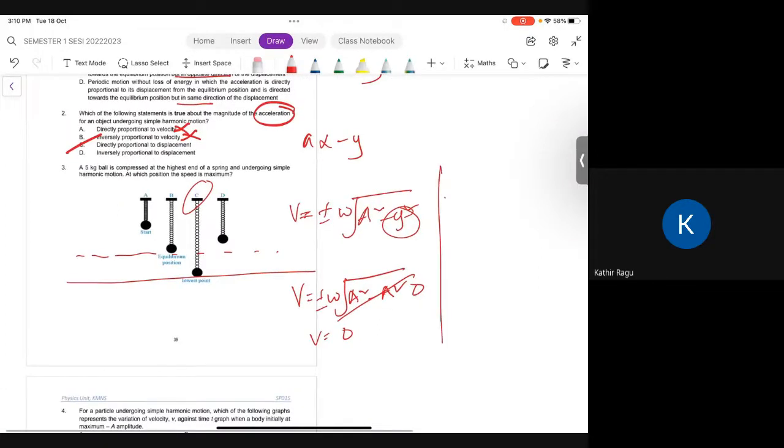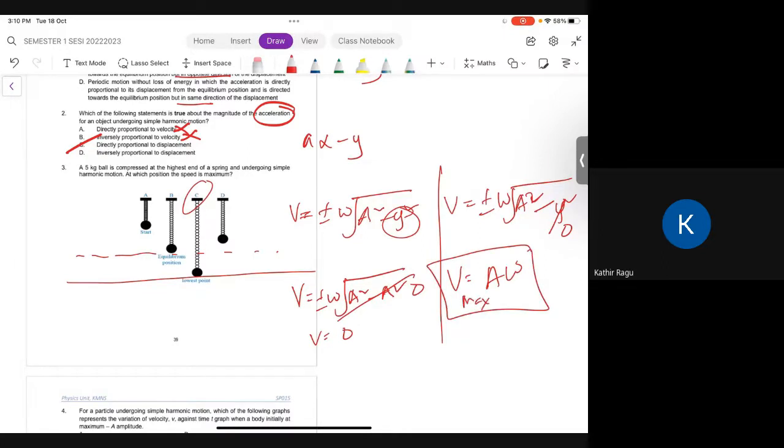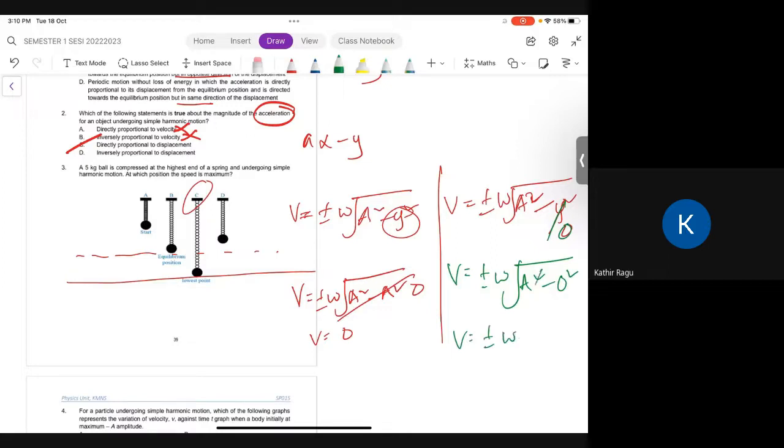Tapi kalau you guna formula V equals to plus minus omega square root A squared minus Y squared, whereas your Y adalah in equilibrium 0, so you akan dapat balik AU lah. Sebab kita memang nak dapat AU. So maksimum adalah bila dia dekat AU. So to make it dapat AU, your Y kena 0. Sebab bila your Y adalah 0, you akan dapat plus minus omega square root A squared minus 0 squared. So dapat AU. So jawapan dia B lah, equilibrium. Mesti equilibrium. So jawapan dia B.